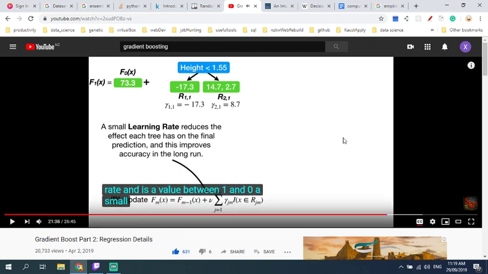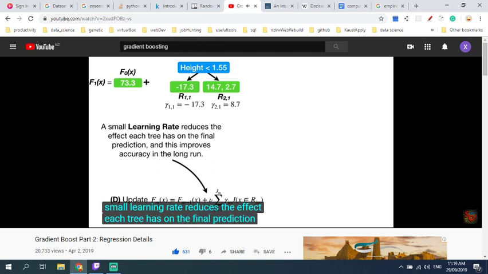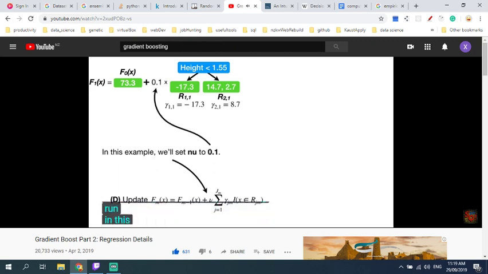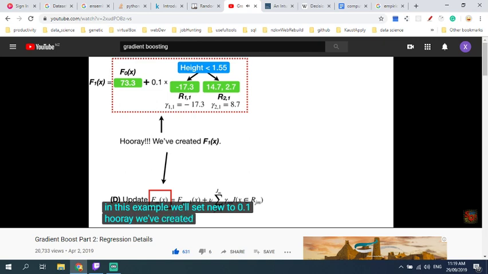A small learning rate reduces the effect each tree has on the final prediction, and this improves accuracy in the long run. In this example, we'll set nu to 0.1. Hooray! We've created f sub 1 of x.